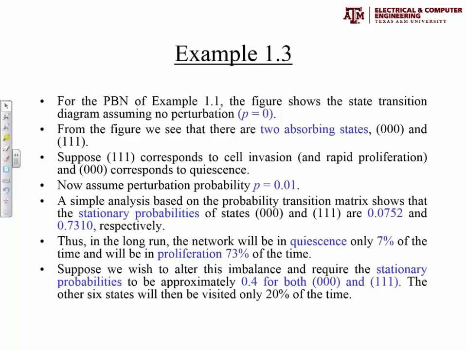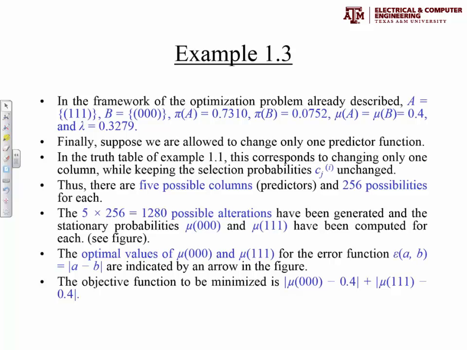So suppose you want to alter this imbalance and require the stationary probabilities to be approximately 0.4 for both these states. In that case, the other 6 states will be forced to share the remaining 0.2 of the probability mass. So in the framework of the optimization problem that we have already described, A will become just this single point 111, that state. B will be this. The probability associated with A is this, probability associated with B is this, the desired stationary probabilities associated with A and B are 0.4, and lambda is 0.3279.